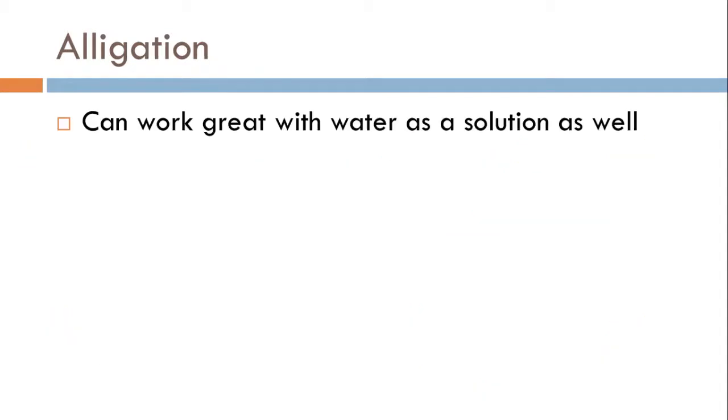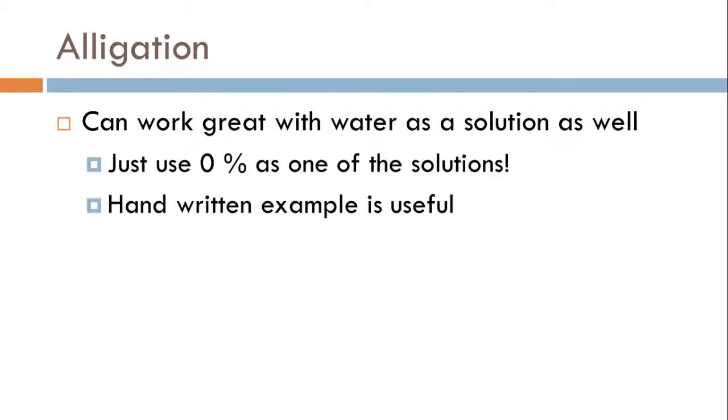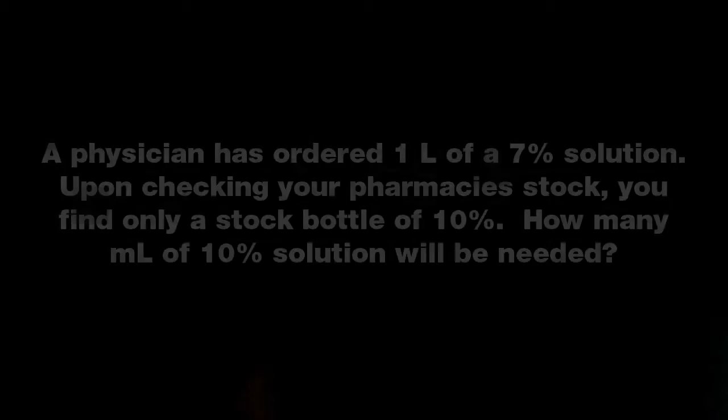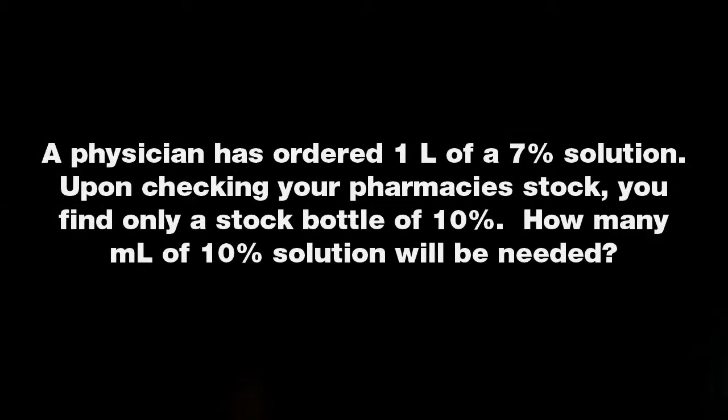Now this alligation works great with a water solution as well. What would you do when you have water? Let's say you needed a 7% solution and all you had available was a 10% solution. Well, you could mix 10 and 0%, water being 0%, and you'd mix it together to get that 7%. Let's look together at a handwritten example to just further beat this into your brain a little bit to understand how alligation works. Let's imagine for this question that a physician orders 1 liter of a 7% solution.